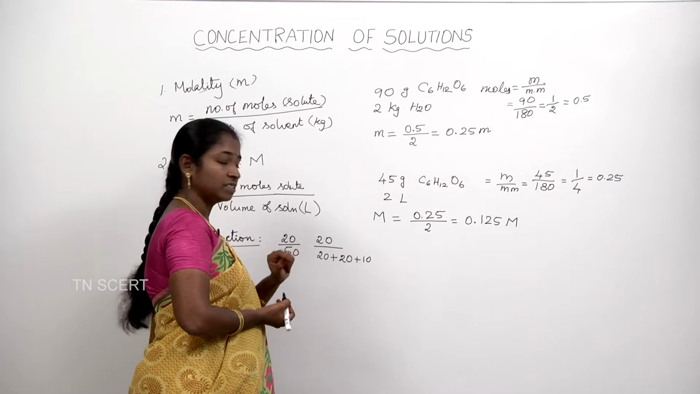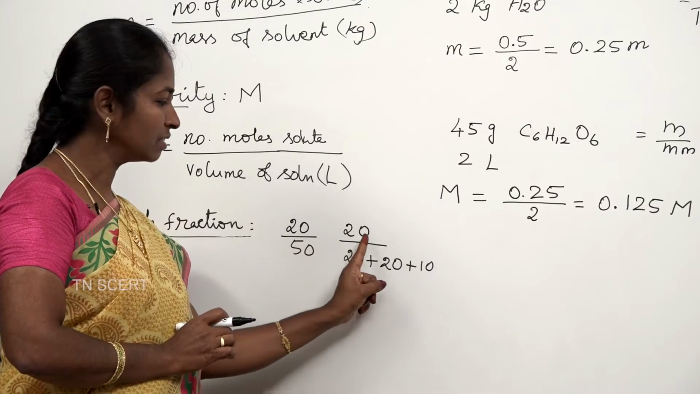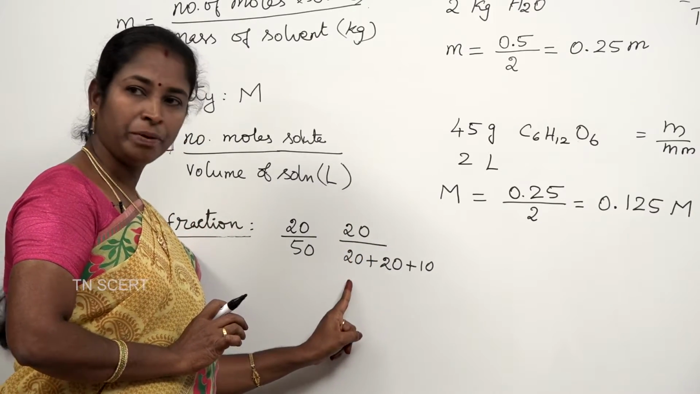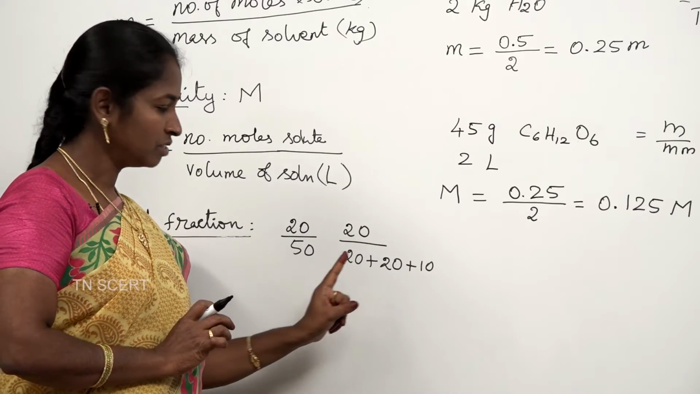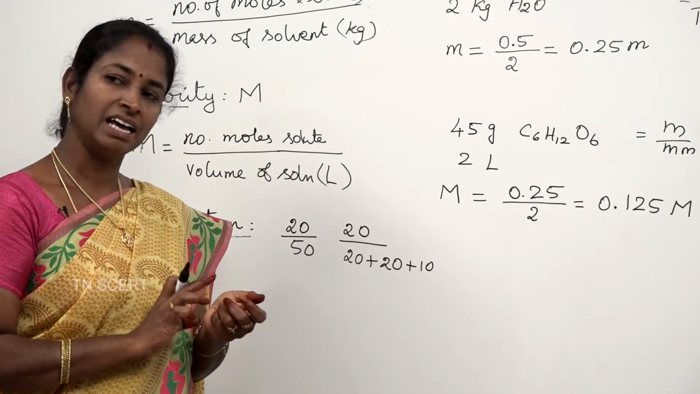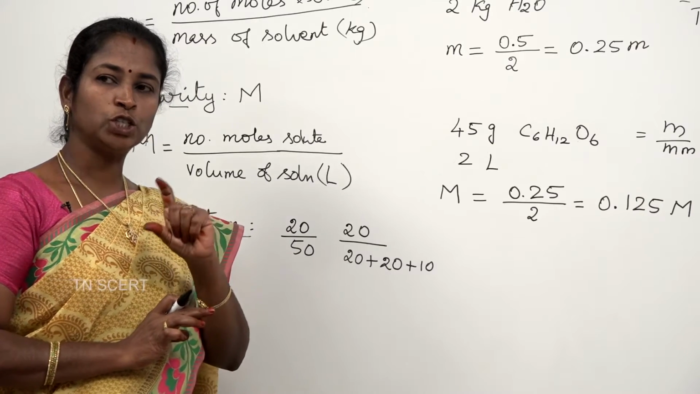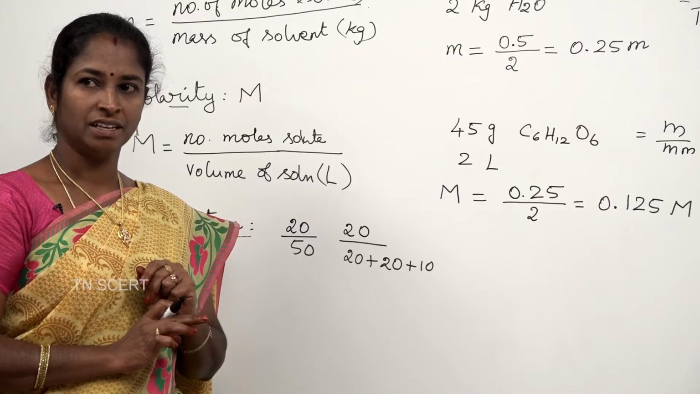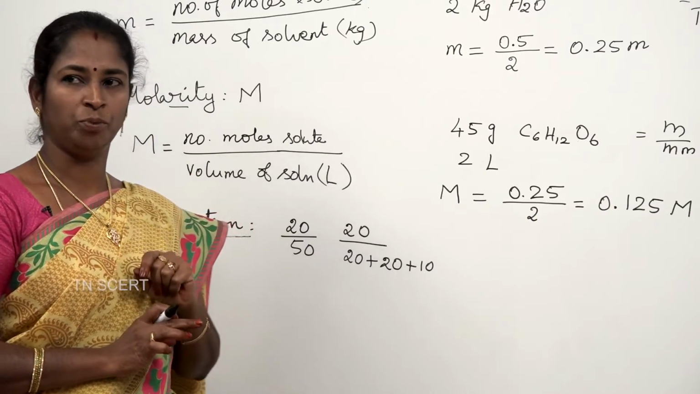It indicates what? This 20 is the cricket players, that is students involved in a particular game, which is divided by the total number of students present in that class. This total number includes cricket players, kabaddi players as well as hockey players. In the same way, a solution may contain 2 or more components. The mole fraction can be calculated for each component.